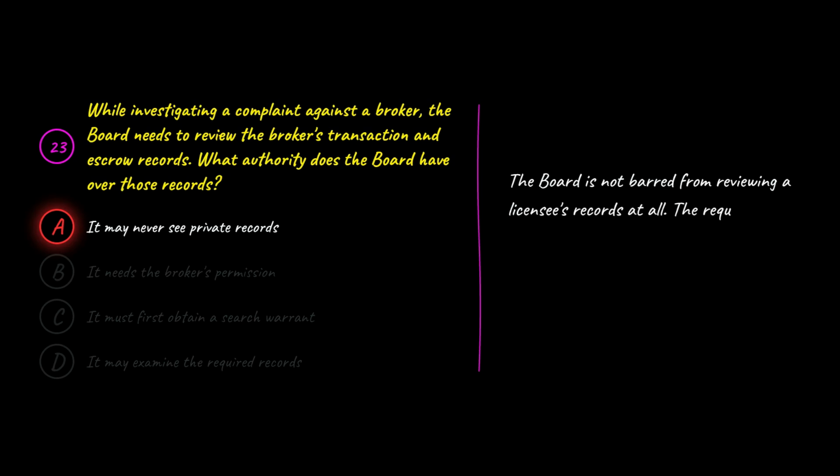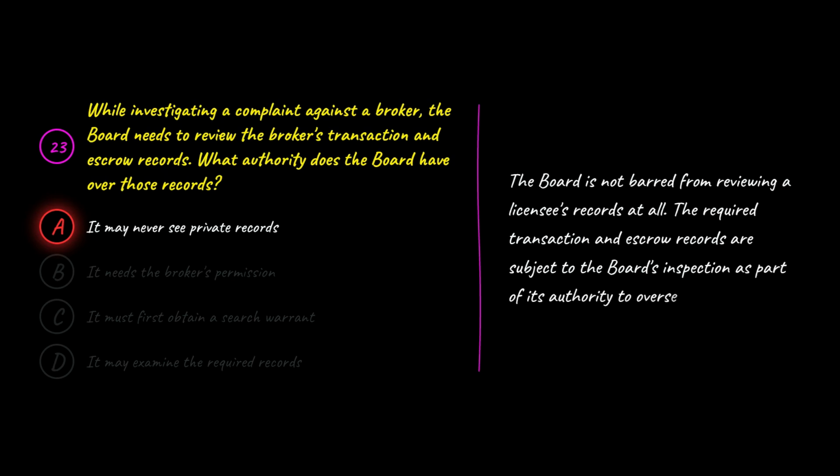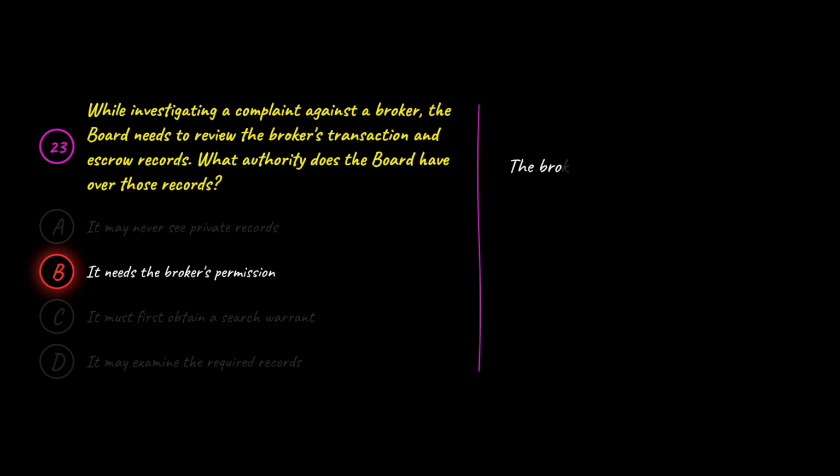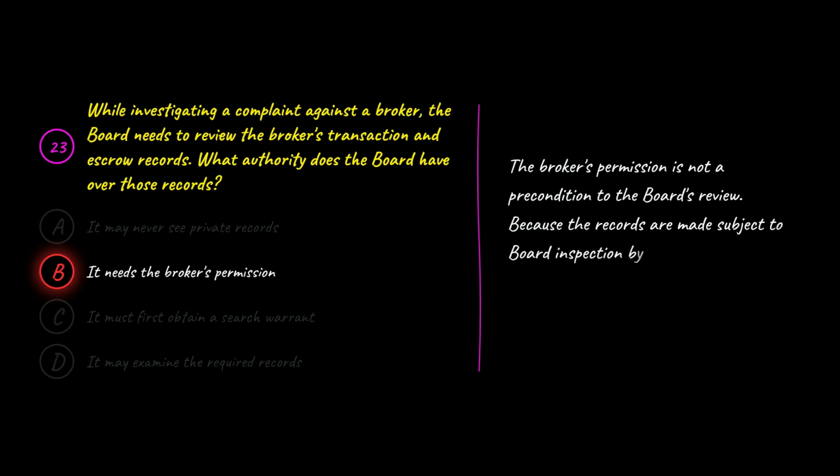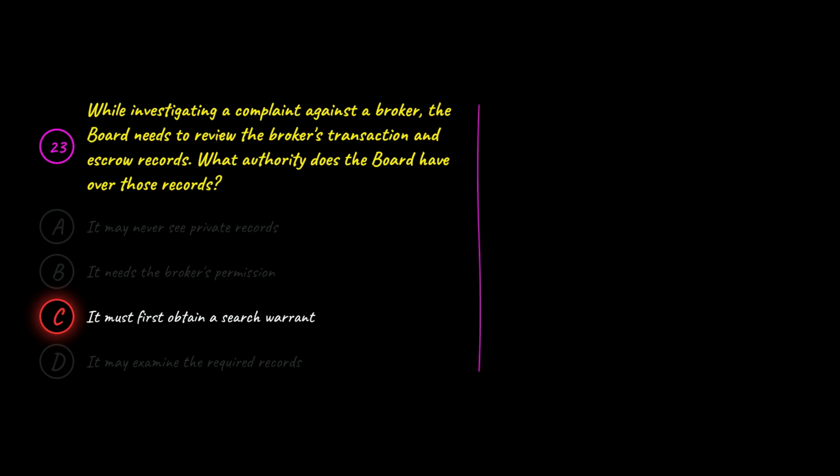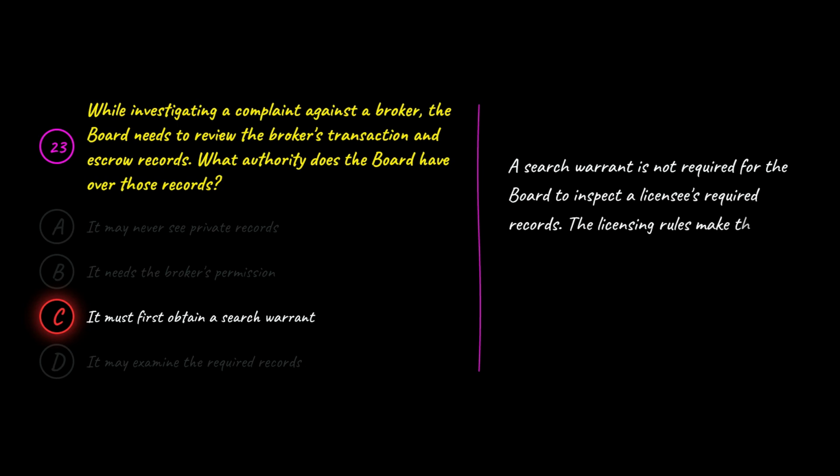The required transaction and escrow records are subject to the board's inspection as part of its authority to oversee and discipline licensees. B is wrong because the broker's permission is not a precondition to the board's review, because the records are made subject to board inspection by the rules. The board may examine them without first obtaining the licensee's consent. C is wrong because a search warrant is not required for the board to inspect a licensee's required records. The licensing rules make those records subject to inspection, so the board may examine them directly when investigating.